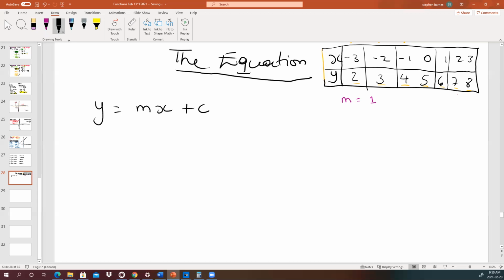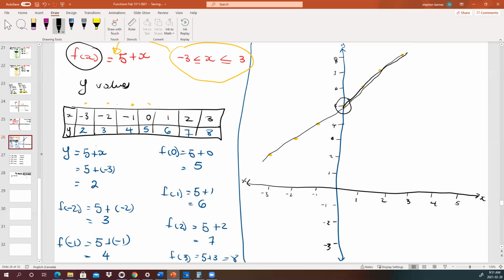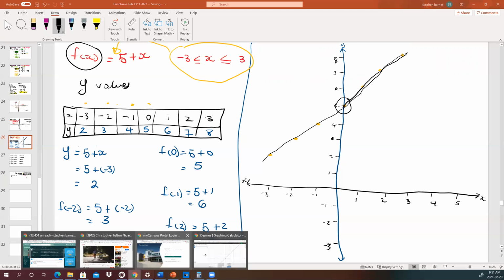C effectively refers to, so let me just bring back this, the y-intercept. Where along the y-axis did the line cut? So where did the line meet the y-axis? In our case, it is 5. Well, I think it is, because I remember I drew that freehand, but I think it is 5 because there was an actual point. Yeah. So I think we got 5 for that.